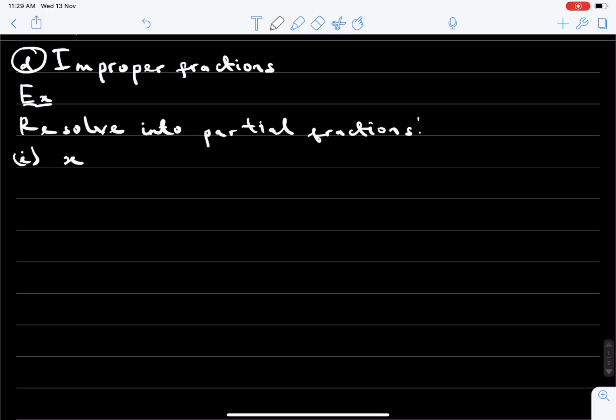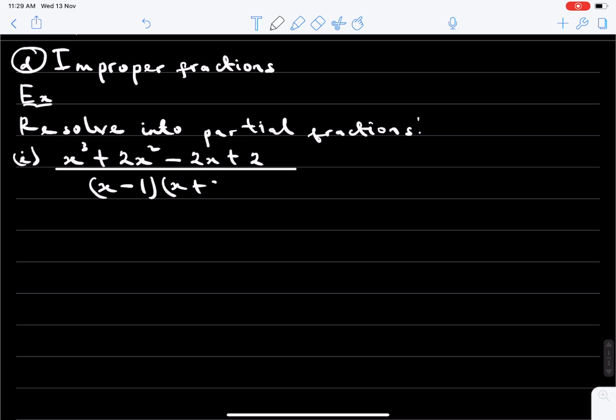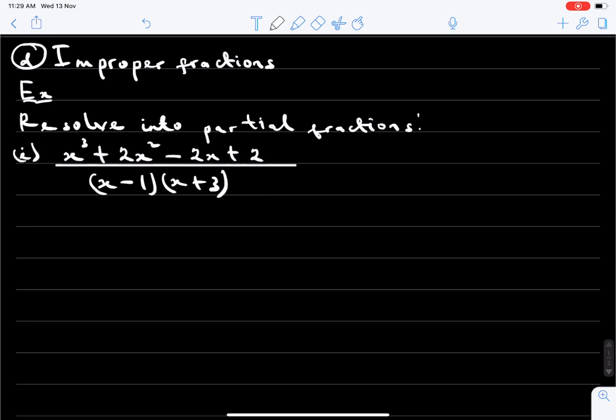Roman figure 1. x cubed plus 2x squared minus 2x plus 2 over x minus 1 times x plus 3. Let's take all the questions before we begin to solve.